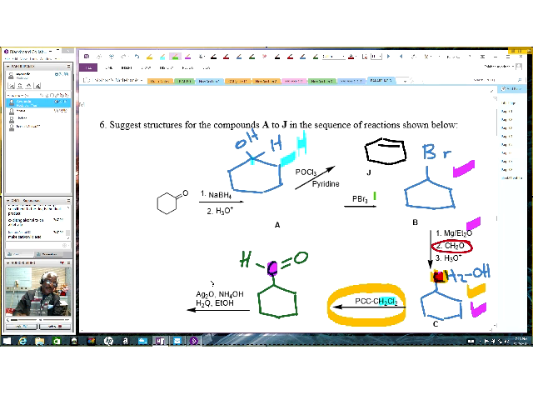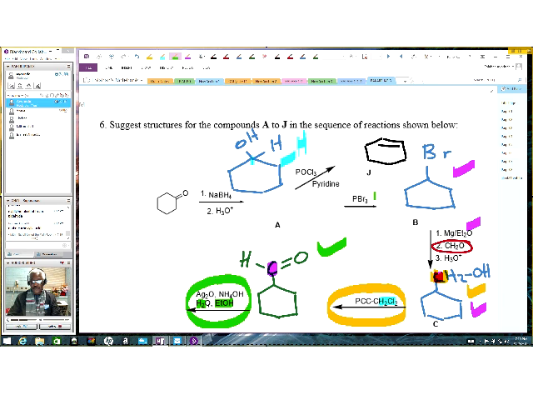Okay, and that is this here. So what we have here is an aldehyde, and they have given us silver oxide in ammonium hydroxide. The water here and the ethanol, these are just solvents. The reagents are the silver oxide for the most part, and then ammonium hydroxide.